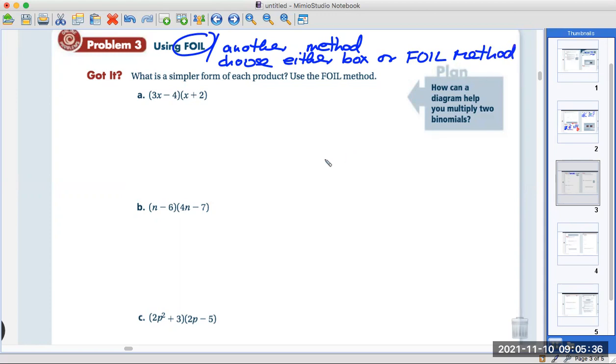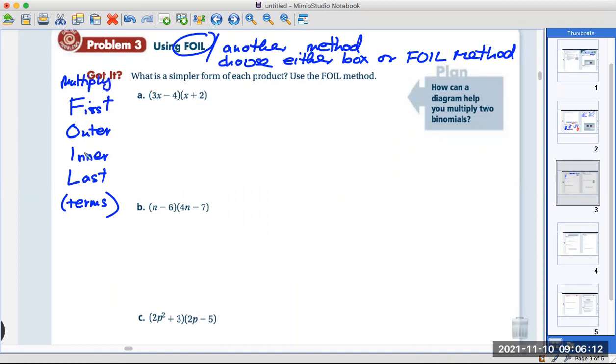So when you see me and say, Ms. K, I don't get the FOIL method, well, then don't worry about it. You do the box method, okay? FOIL, notice they're capital letters, stands for first, outer, inner, and last terms. So you FOIL, and it's multiplying. FOIL stands for multiply first, outer, inner, and last term. I want to write it pretty so you can read it.